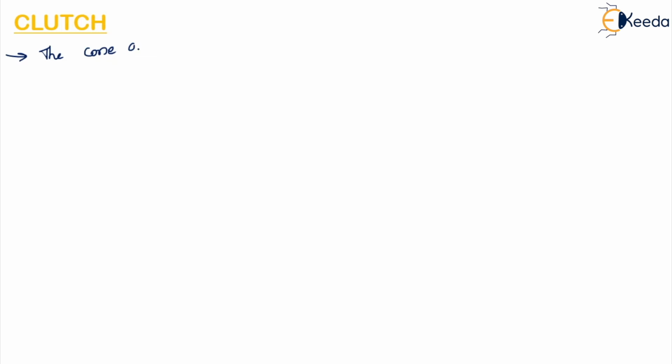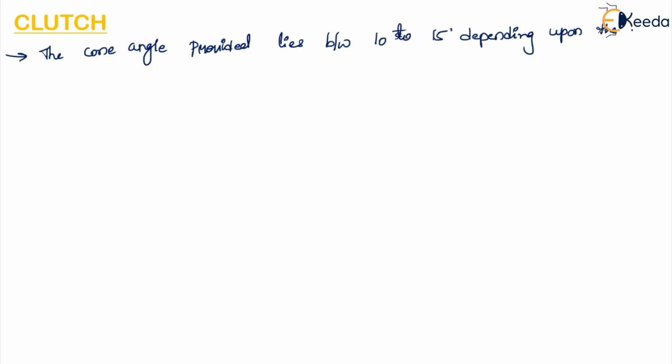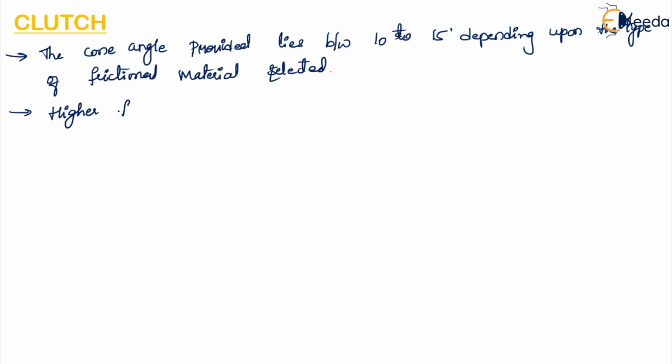Cone angle provided lies between 10 to 15. That is, 10 degrees to 15 degrees angle will be there depending on the type of frictional material selected. A higher frictional material or higher frictional factor requires less cone angle.